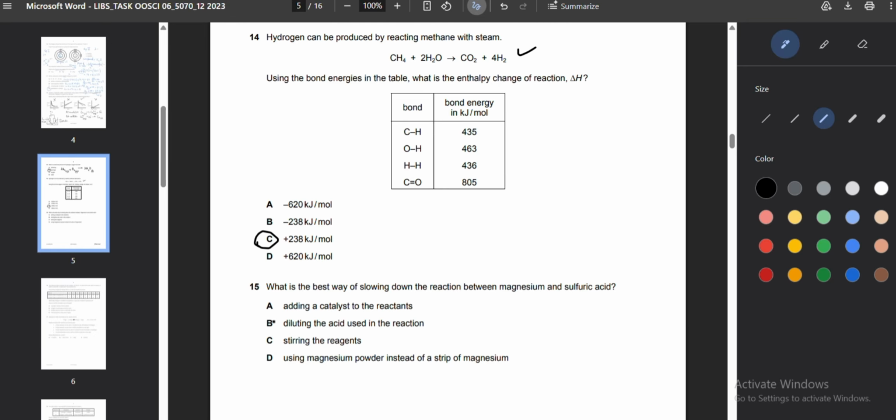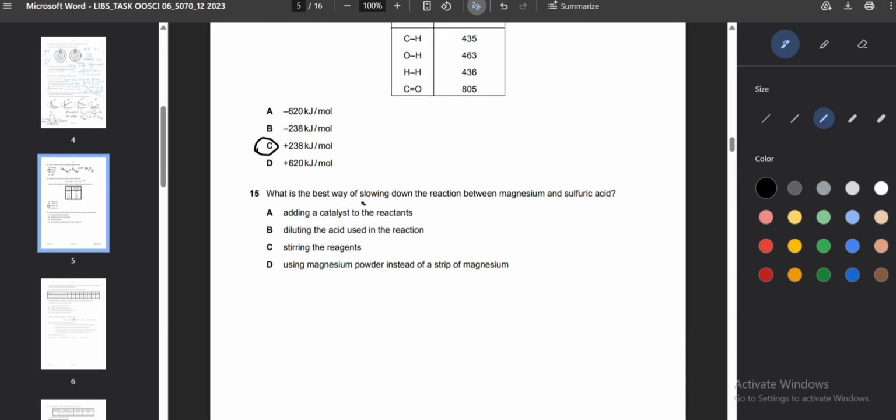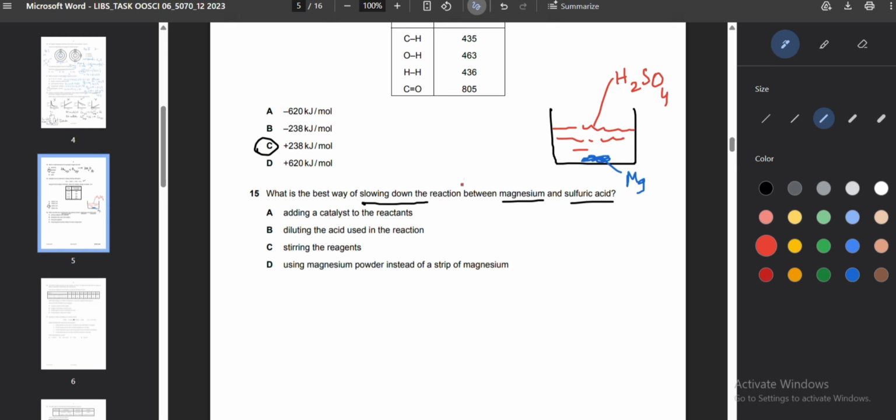Okay, now we move on to question number 15. What is the best way of slowing down the reaction between magnesium and sulfuric acid? So it means that you have magnesium and the acid is sulfuric acid. We have to slow down the reaction between magnesium and sulfuric acid. How can it be done?